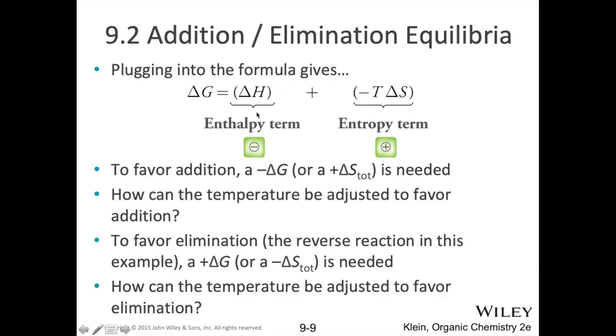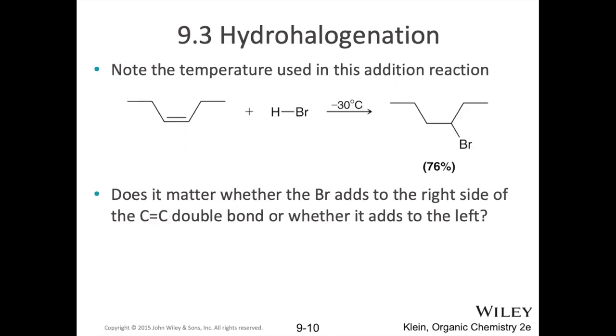So if delta H is negative, how can we make this entropy term, which is positive, less important, and therefore not capable of overcoming that enthalpy term? Well, that's where temperature comes in, right? If we have a lower temperature, this term becomes smaller. So essentially, your addition reactions tend to occur at lower temperatures.